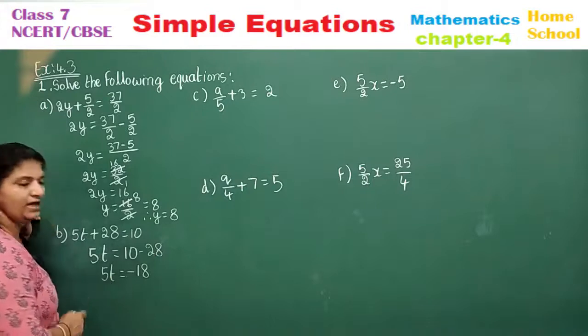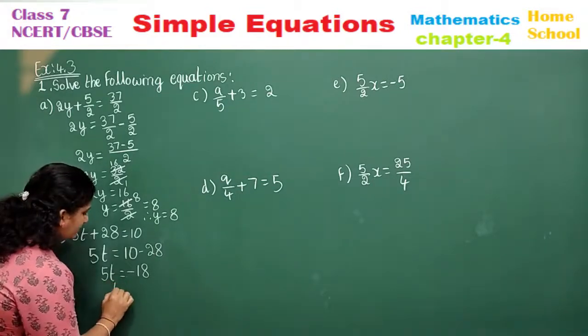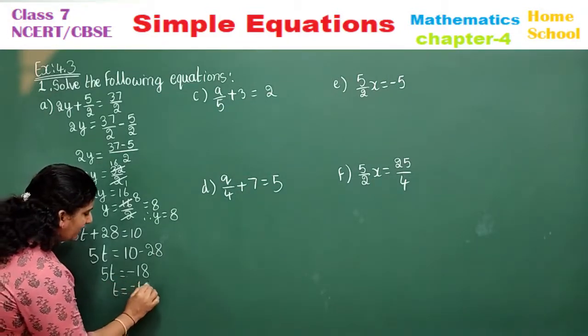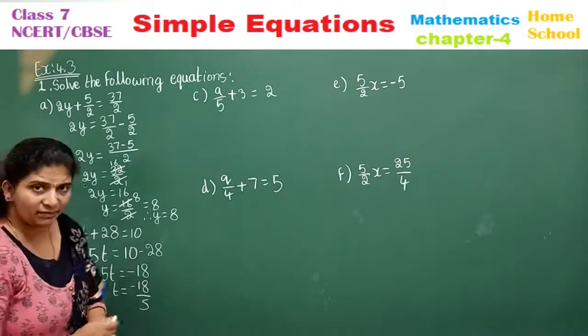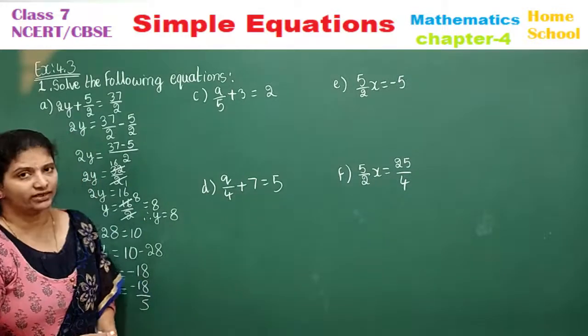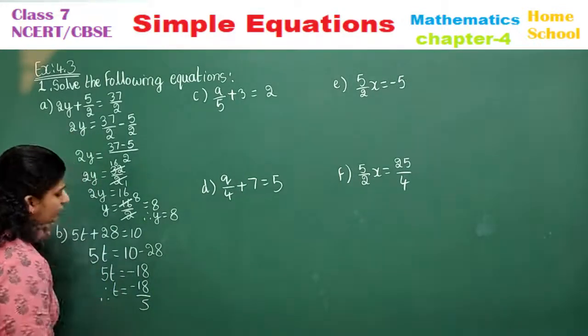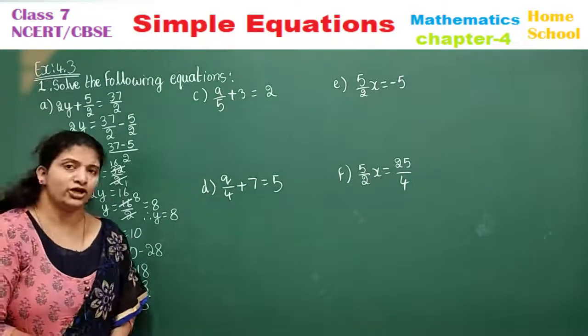Again, 5 is a multiple. Send it to the other side, it will be divided. Can it cancel in the 5 table? Do we get 18? No, we won't get it. Therefore, t is equal to minus 18 by 5 is your answer.